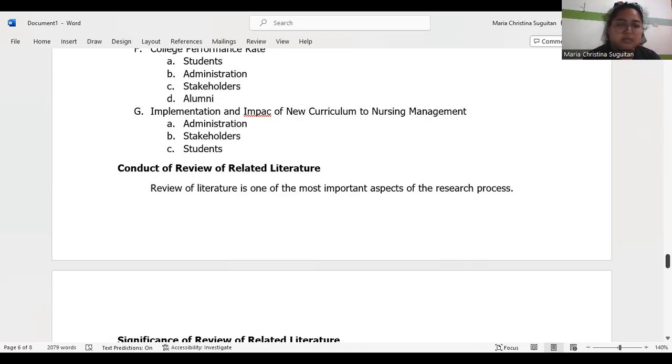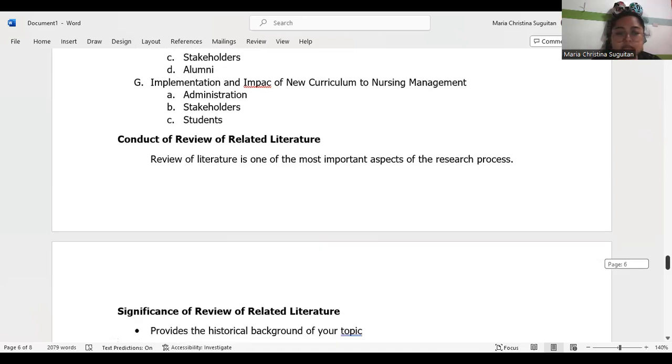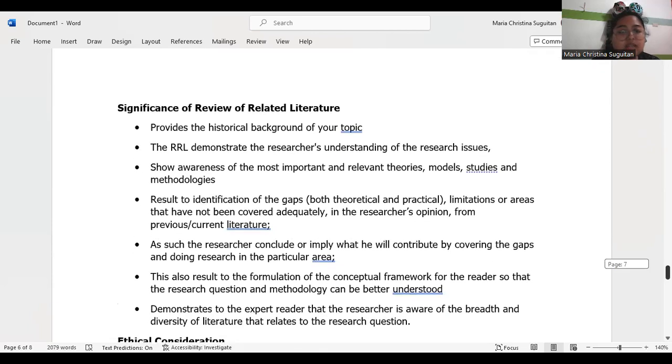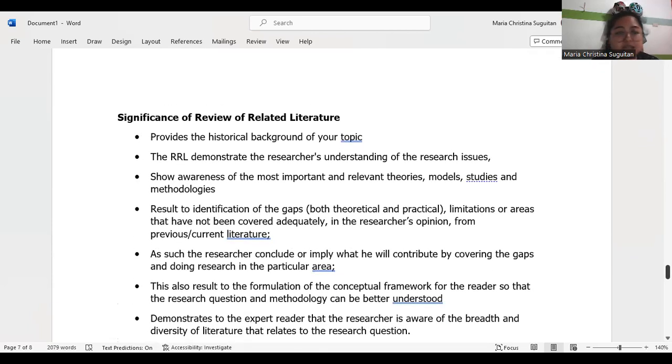Tama ba? Basta sabi dyan, review of literature is one of the most important aspects of the research process. Kasi para i-compare natin yung research mo sa mga research nila, kung may pagbabago ba, or still ganun pa rin. Okay, kaya nga from the word, review of related literature, based on the research problem na nagawa nyo or na-identify nyo na problem. So, significance of review of related literature, parang ko na kanina, di ba? Provides a historical background of your topic.